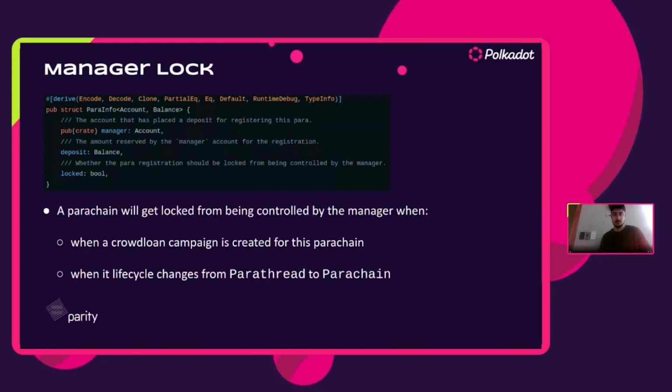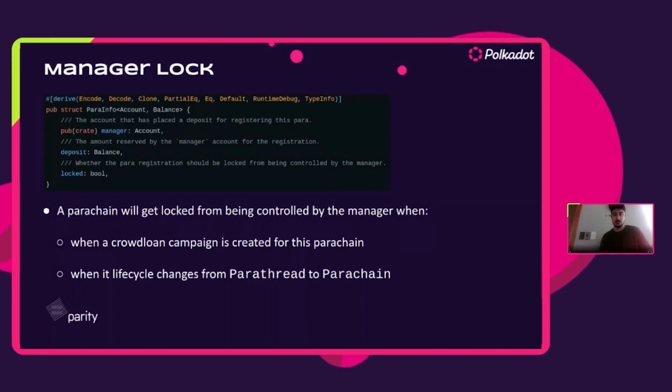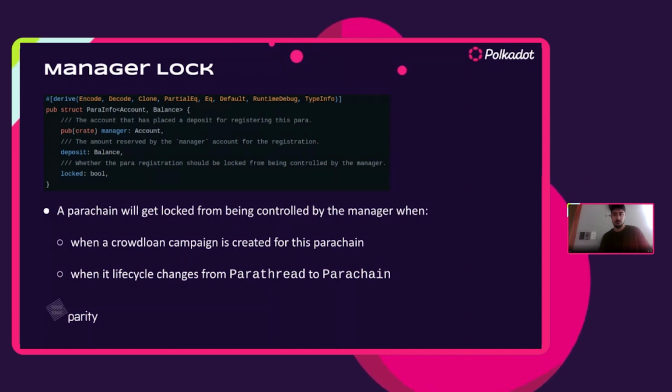the account that registers the parachain in the relay chain, which basically implies submitting the code, the validation function, and the state. It's considered the manager account for that parachain. And this manager account can do certain actions depending on whether the parachain is locked or not. This locked status is set in different scenarios, like the two that are on the slide.